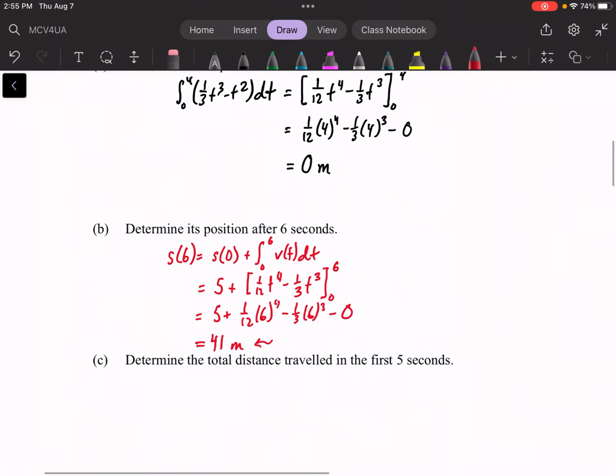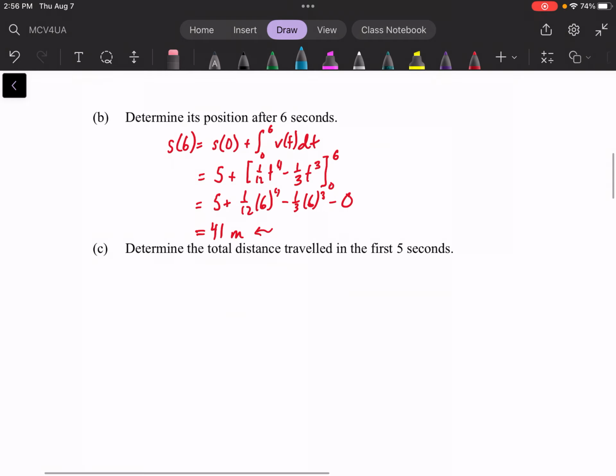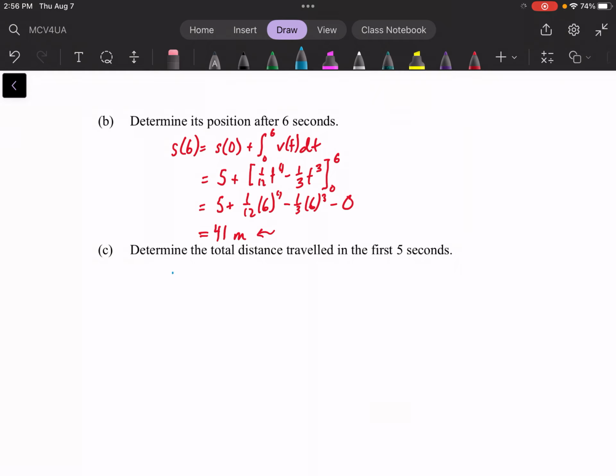Okay, let's try this next one: total distance traveled in the first 5 seconds. In order to find the total distance traveled, you're looking at the integral from 0 to 5 of the absolute value of v of t dt. Again, we could use a graphing calculator, or we could do this manually. If we do this manually, remember the antiderivative for each one of these is the same.